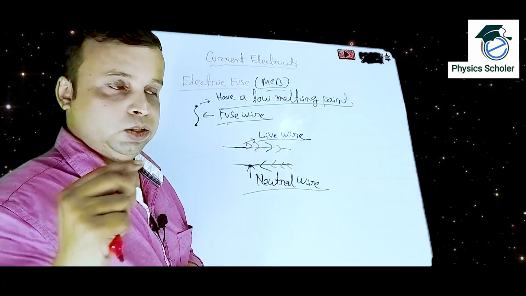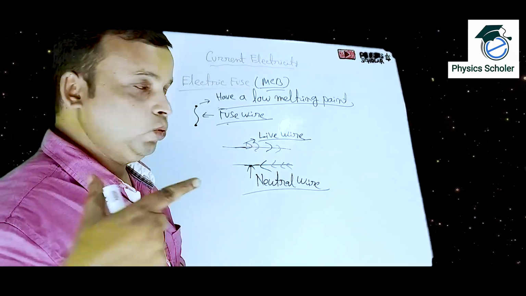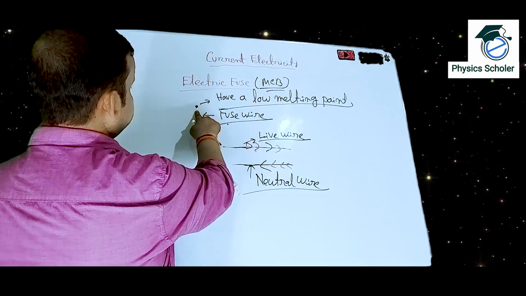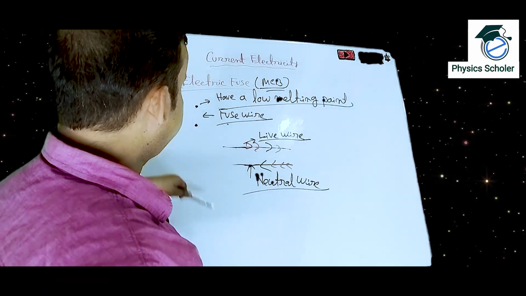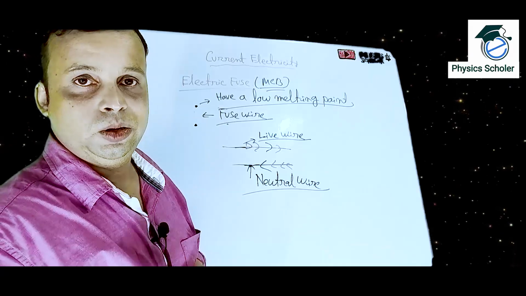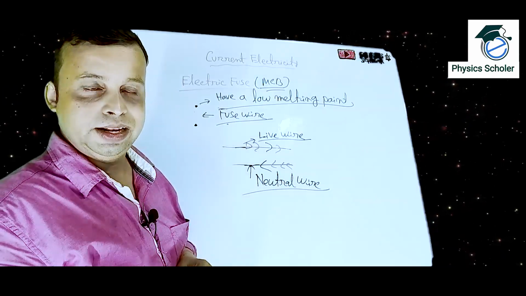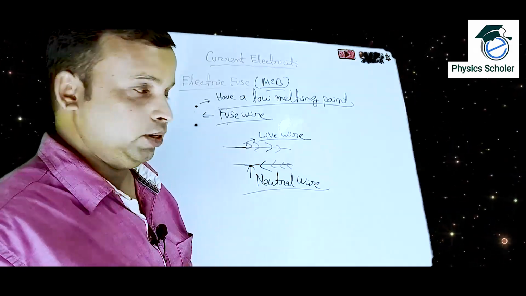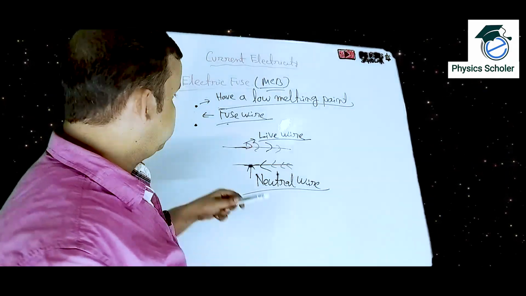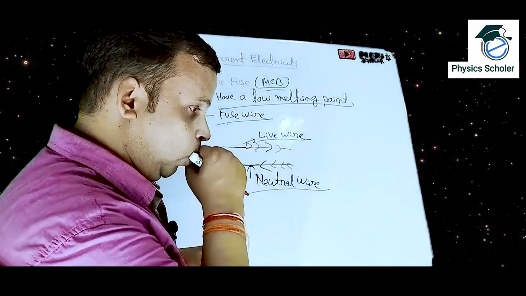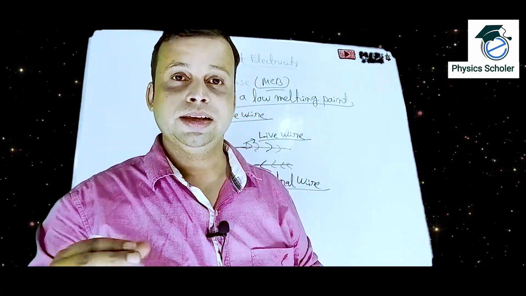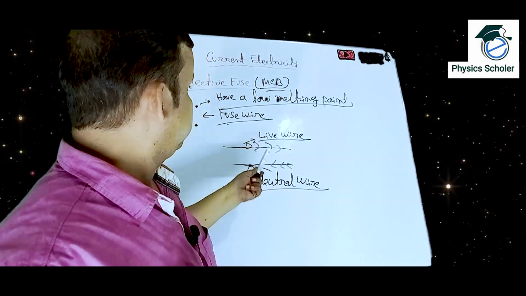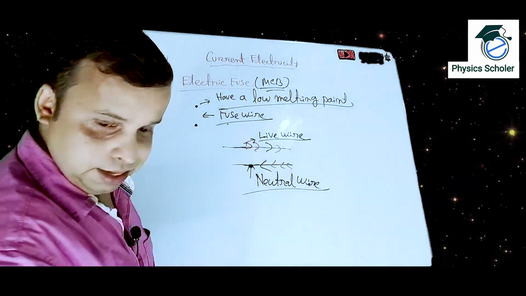It has a rating. So if more current flows through this wire, heat will be generated and this wire will melt, and no current can enter the circuit. That is how we can save our electrical devices from overflow of electric current due to any fault, such as a short circuit or any other fault. Due to the heating effect of electric current, the fuse wire will melt and we can save our electrical devices.